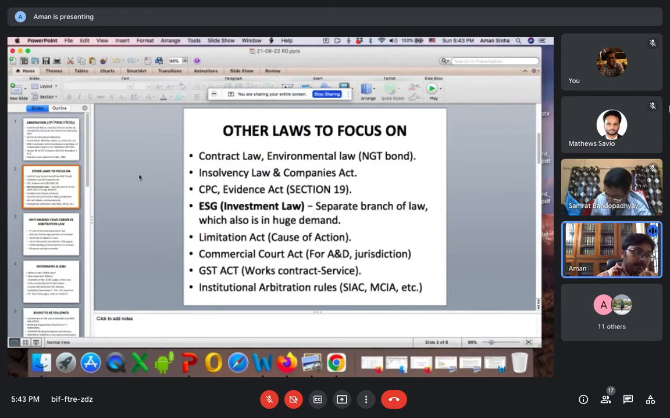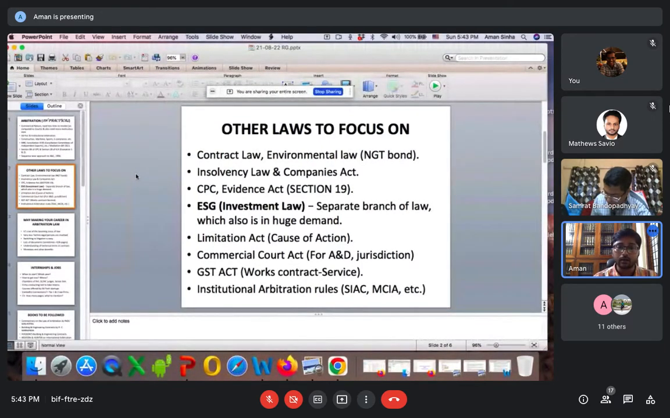And we say that the CPC and evidence law are not applicable to arbitration as per Section 19. But practically speaking, this is just for the sake of writing in the A&C Act. Practically, the arbitrator only deals with the CPC and the Evidence Act.